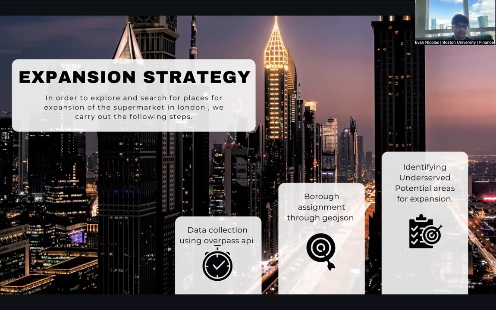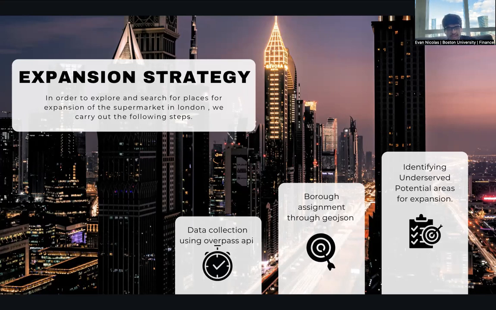For the data collection, we leveraged the Overpass API to extract real-time supermarket locations for Tesco, M&S, and Waitrose all across London. This provided us with accurate location data for each supermarket chain, helping us map their existing market presence. The next thing is we used geospatial mapping techniques, integrating a GeoJSON file from the official London data stores, which contained the boundaries, and this allowed us to assign each supermarket to its respective borough, enabling us to analyze market saturation at the borough level.